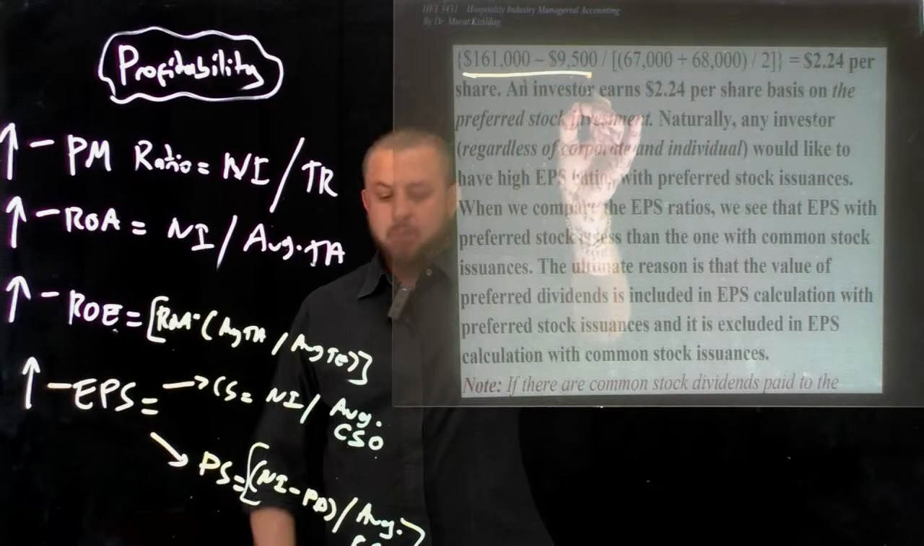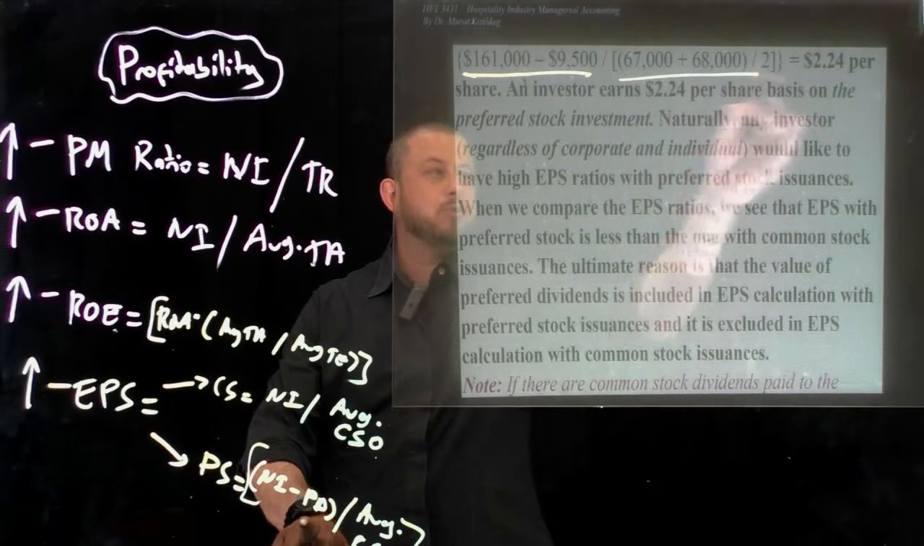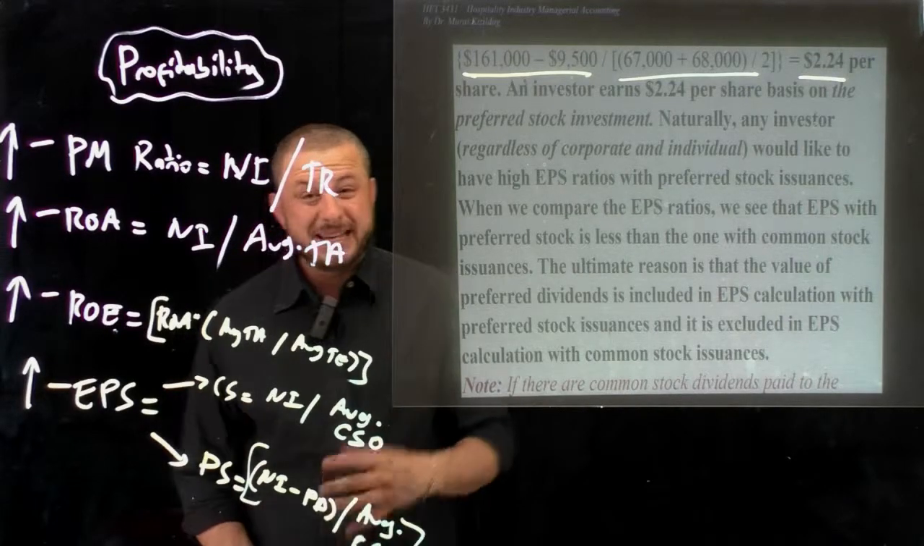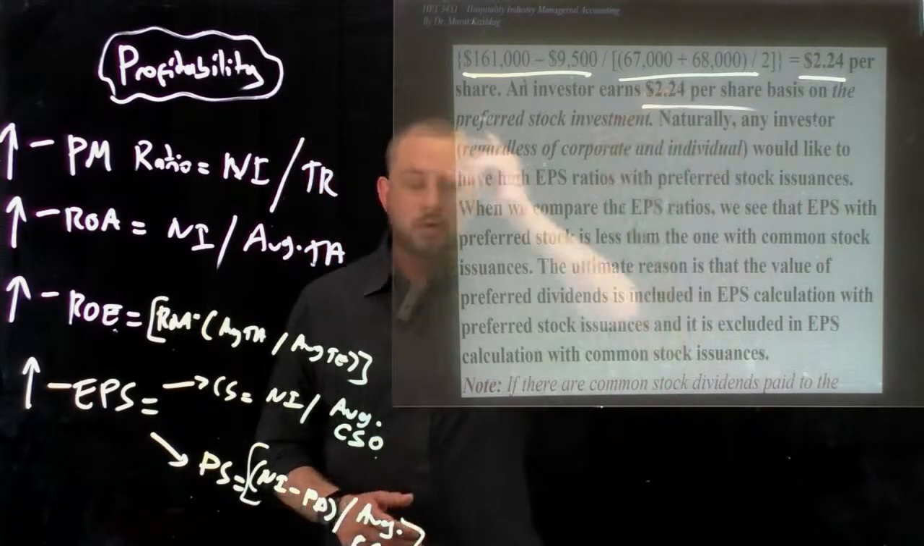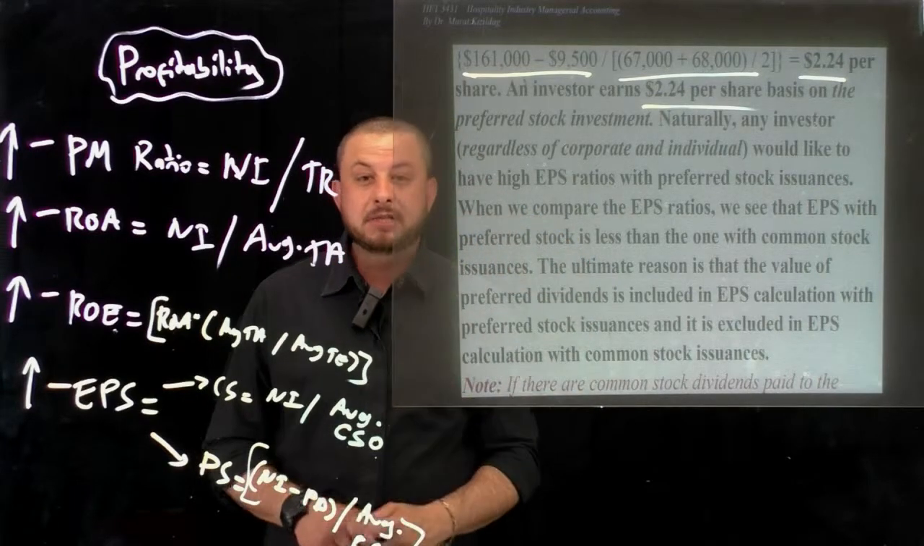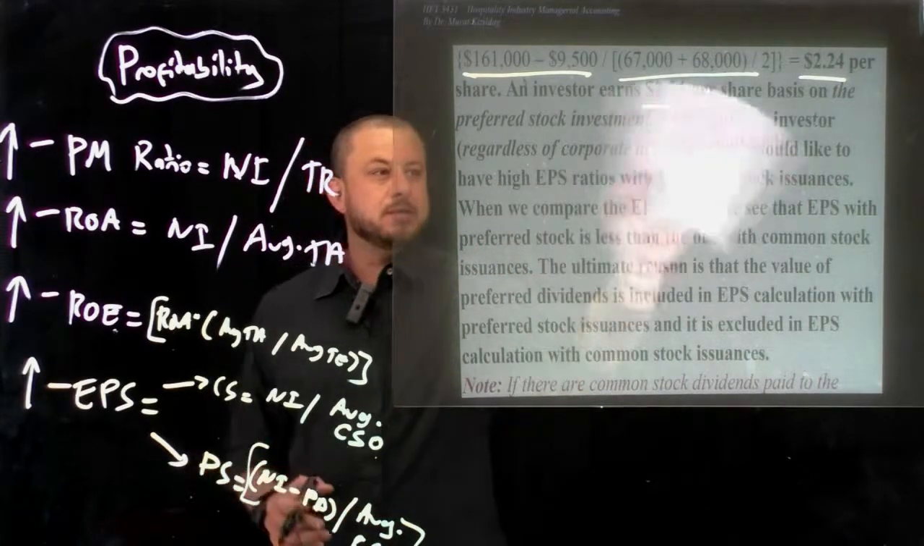This is the NI minus PD portion. This is the average portion, 2.24. The same interpretation goes for the PS as well. I have 2.24 per share basis earnings from my investment.